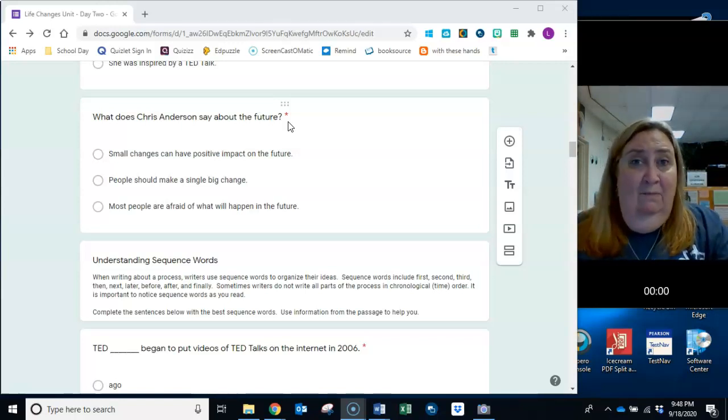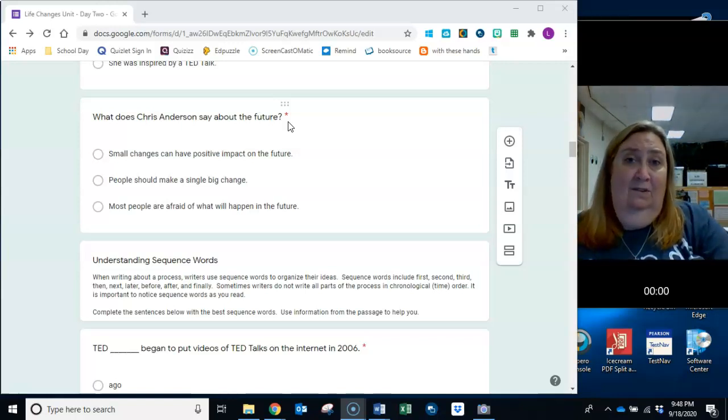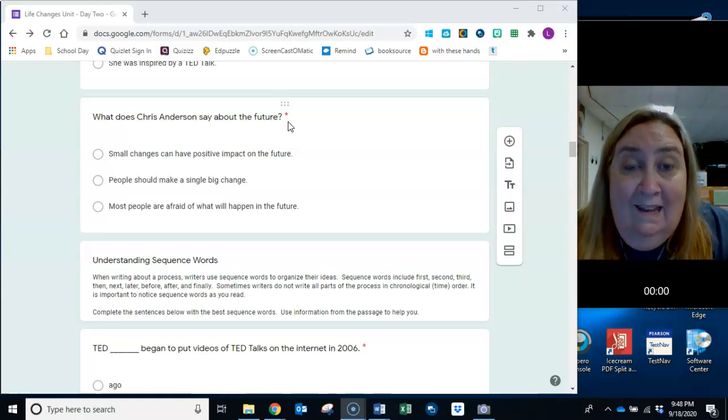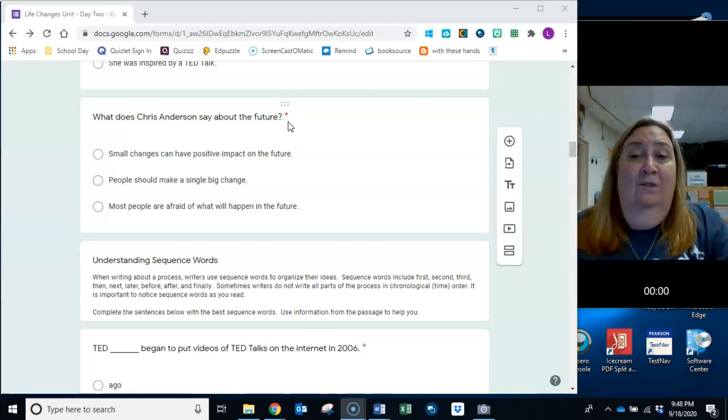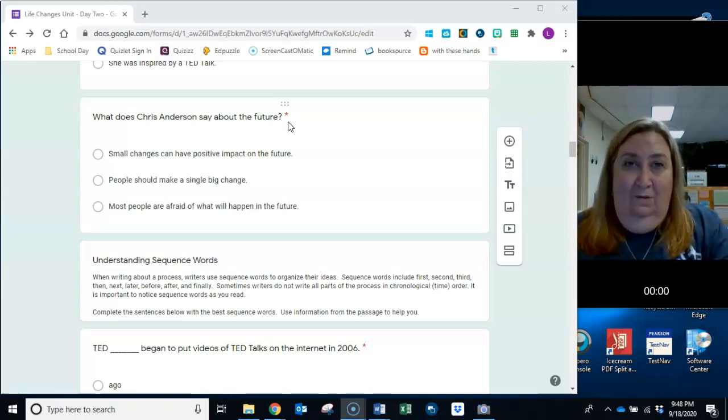When you take a test, a quiz, do an assignment in reading where they ask you these kinds of questions, I didn't expect you to come to school today knowing who Chris Anderson was or what he says about the future. So if you didn't know that already, why am I asking you this? Because it's in the text. I'm not asking you to know these things. I'm asking you to know how to find these things. I'm asking you to read and understand what you've read so that you can answer these questions.